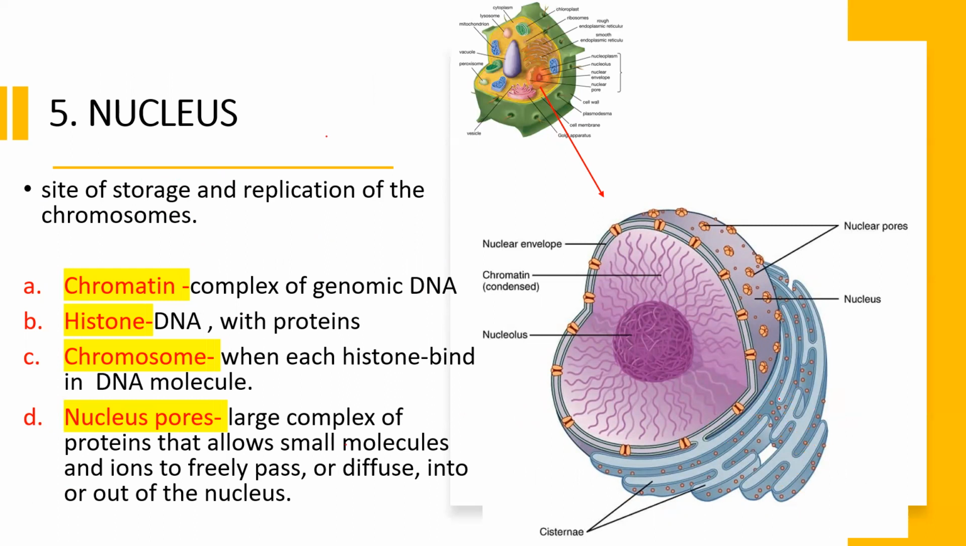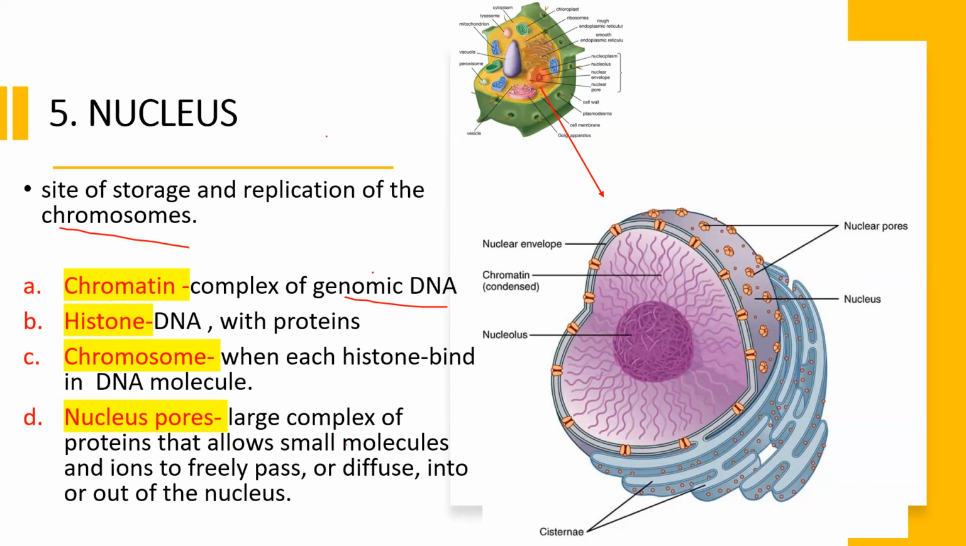The Golgi apparatus is responsible for holding the nucleus, or that is where our nucleus is located. The nucleus is the storage and replication site of the chromosomes. So that is where our chromosomes are made or developed. And how are our chromosomes developed? They develop if there is the presence of DNA, or deoxyribonucleic acid, through the complexing of the chromatin process. The chromatin process is a complex of genomic DNA.